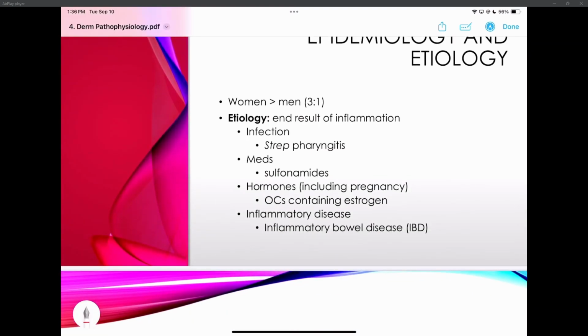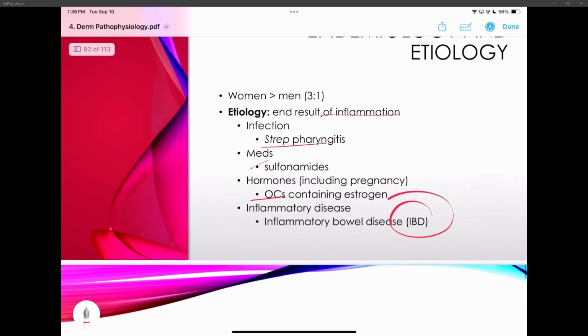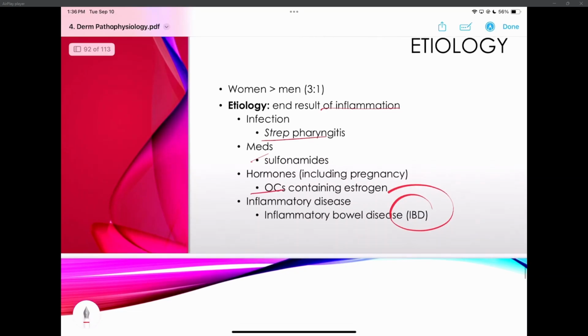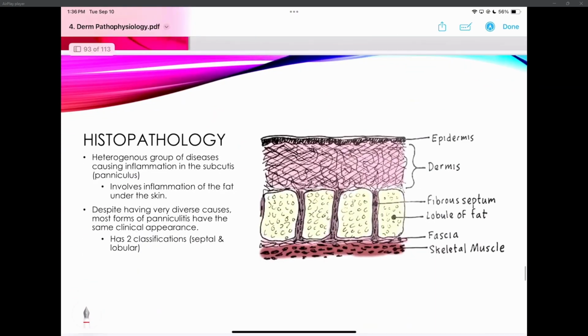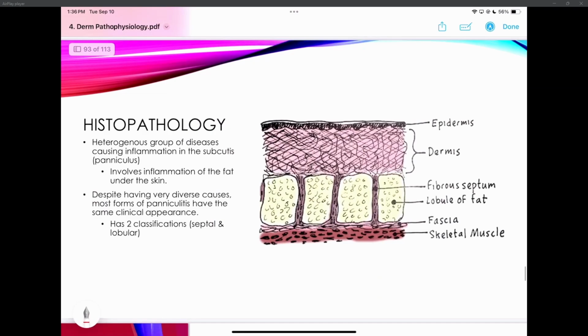Etiology: more women than men. Usually an end result of inflammation, so strep, history of sulfonamides, oral contraceptives can cause this, and IBD, inflammatory bowel disease, can do this as well. So this is what's going on. It's all in the subcutaneous layer. It involves inflammation of the fat under the skin, subcutaneous. Okay.